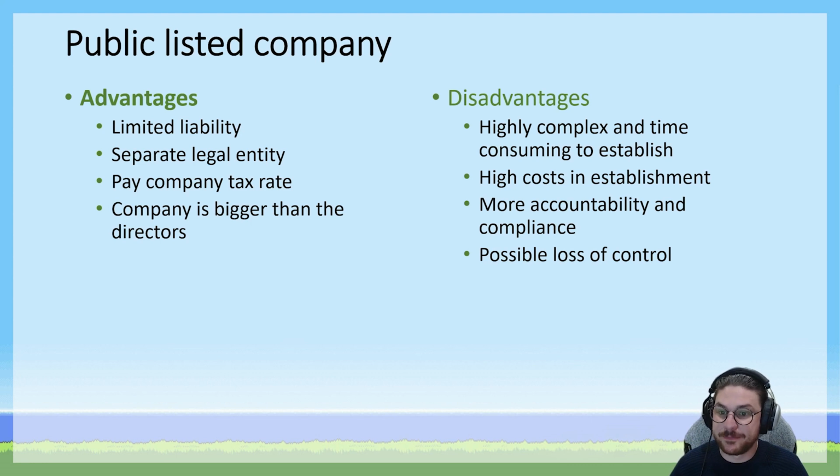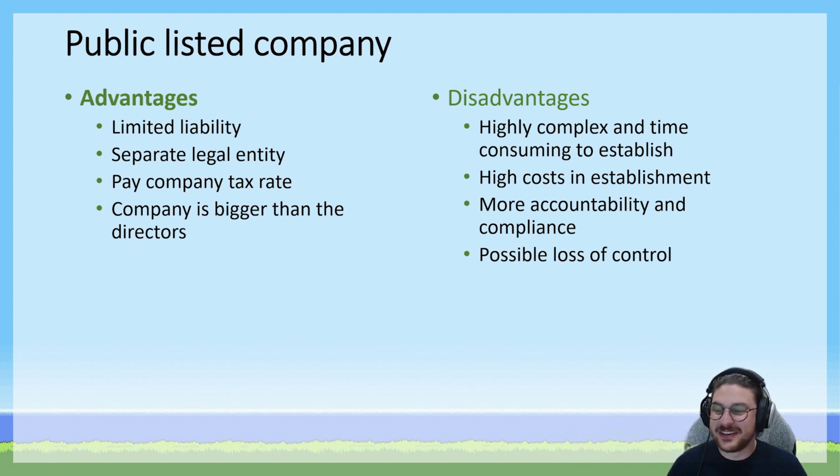Disadvantages of public listed companies, however, are, well, once again, incorporation is a very complex and time-consuming process. And certainly, going through the process of setting up for an IPO, an initial public offering, is also highly complex and expensive and time-consuming. There are very high costs associated with all of this. When you have to pay lawyers and accountants to manage that process, you're going to be spending a lot of money.